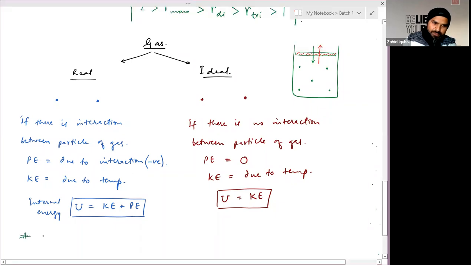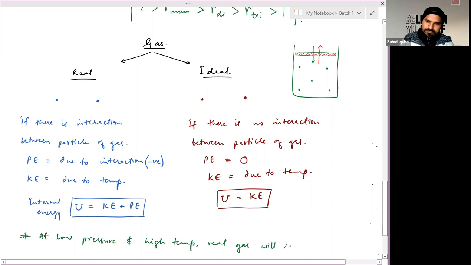So from this part, we can say at low pressure and high temperature, real gas will tend to behave as ideal gas.